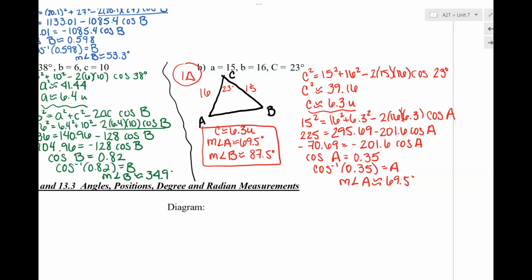Okay. And then I use the law of cosines because, hey, we're in that section, to solve for big A, and plugged in my given information plus what I found little c to be. I subtracted 295.69 over and then divided by negative 201.6 because that is being multiplied to the cosine of the angle, pardon me. And then I used my inverse trig function to solve for the given angle. And then I took 180 and subtracted the sum of the two angles I knew, which was 23 and 69.5, and got 87.5.